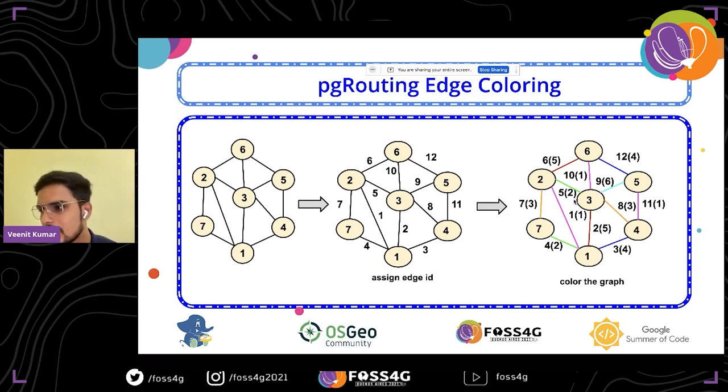We assigned a particular edge number to each edge of the graph, and then apply the algorithm on it. After applying the algorithm, it will return the color of each edge, what color each edge has got. We are using numbers to represent colors, like we can say color one is blue, color two is pink or something. We are using numbers to denote the colors.